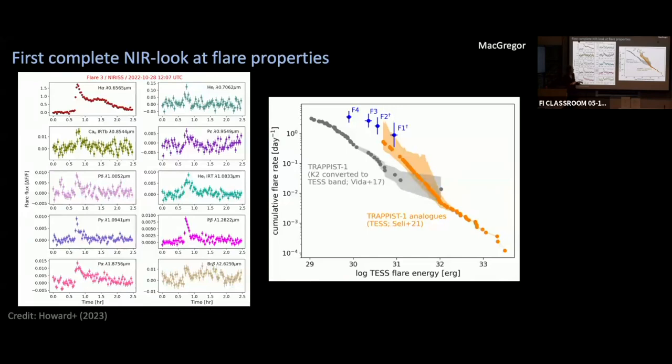And for the first time, we can make a true flare frequency distribution for near IR wavelengths. The gray is what was previously assumed for TRAPPIST-1 from what we thought the near IR distribution was. And the blue points are what is implied by what's actually measured by JWST, which is significantly higher. We see many, many more flares than were initially predicted.